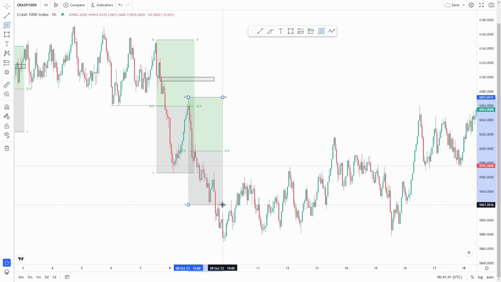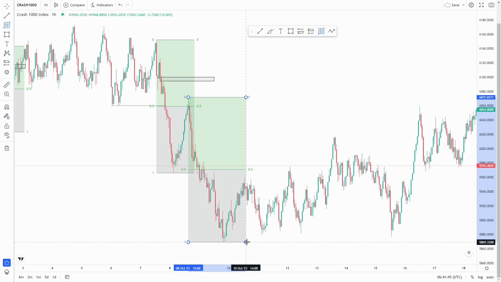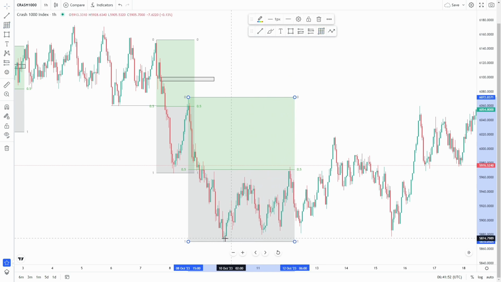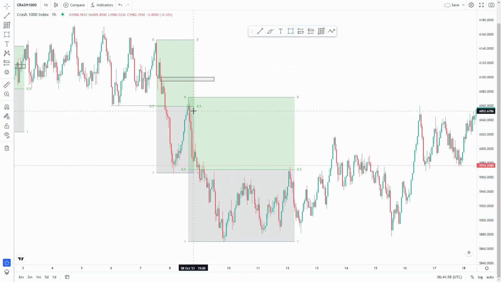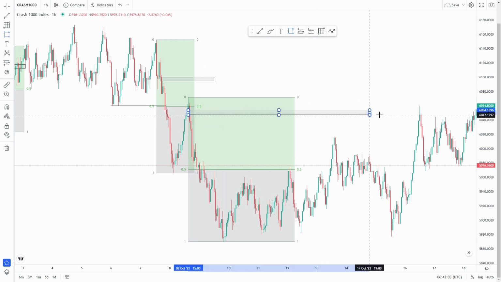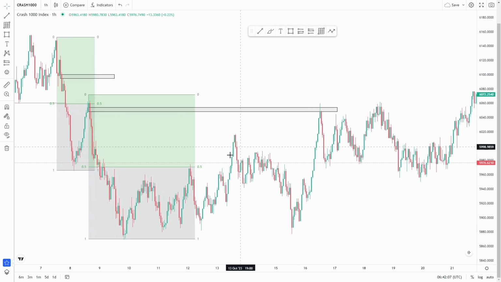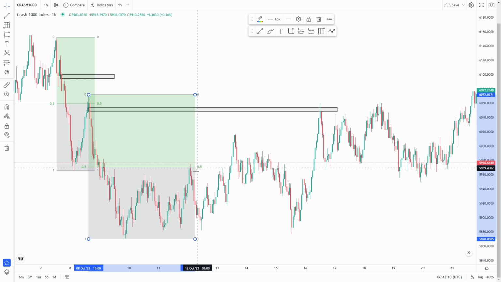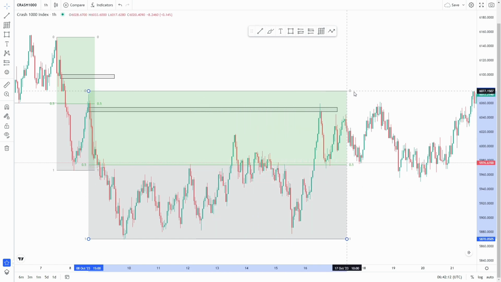It's not retracing to the 50% yet. Not yet. So there we go. Now we can use this as our low. So let's extend it. Where's the closest fair value gap to the high? It's going to be this one here. Just extend this.